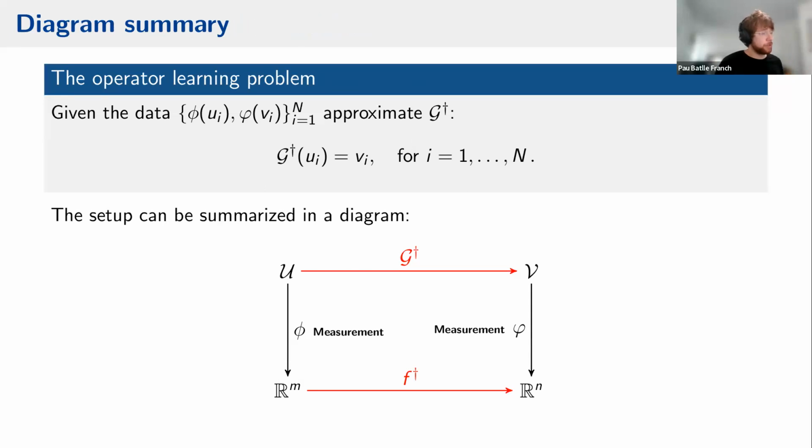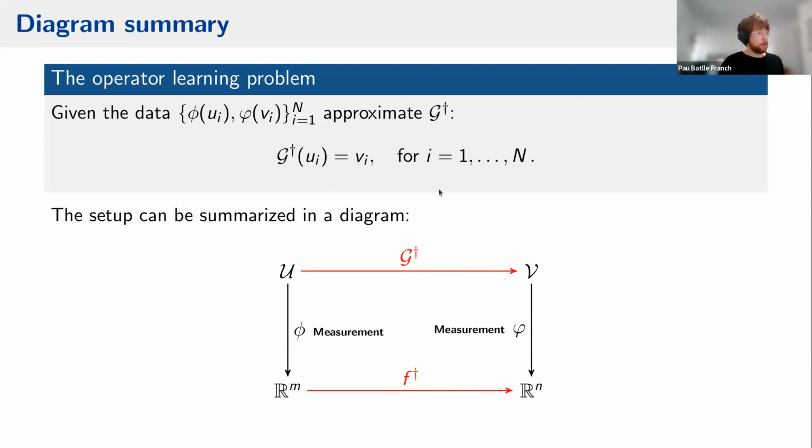So our method can be summarized in a diagram, which first includes the setup and then will include the method. Essentially, the setting that we have before can be summarized here. The top row corresponds to functions. We have U and B spaces of functions, and then G dagger is the map that maps from U to B. And then B are the measurement functions. Here phi maps to R^m and bar phi maps to R^n. This induces a true finite dimensional map, F dagger, that maps R^m to R^n.